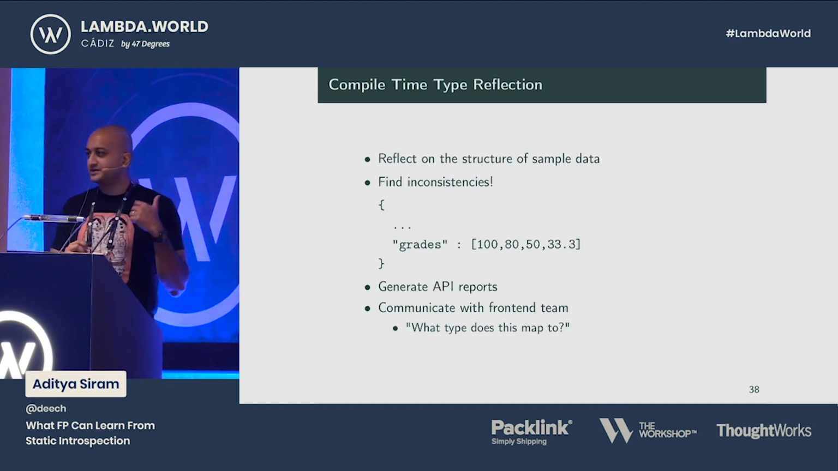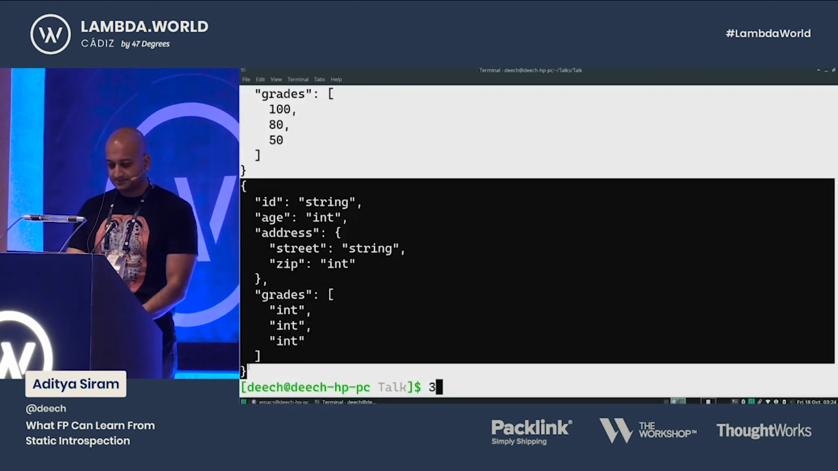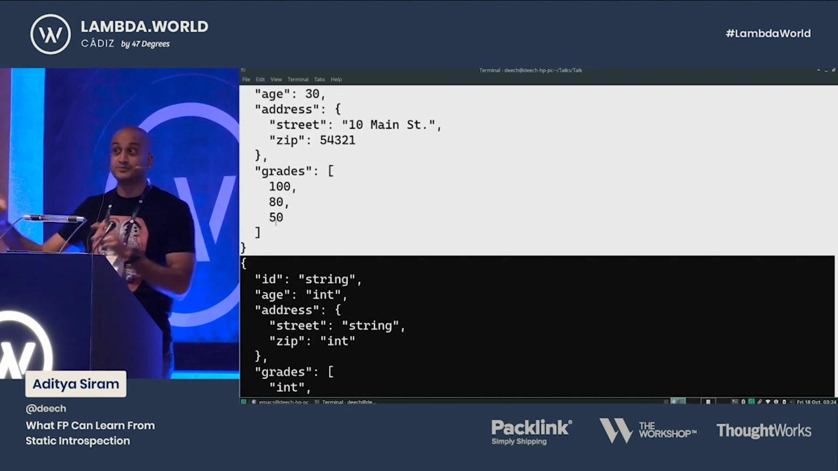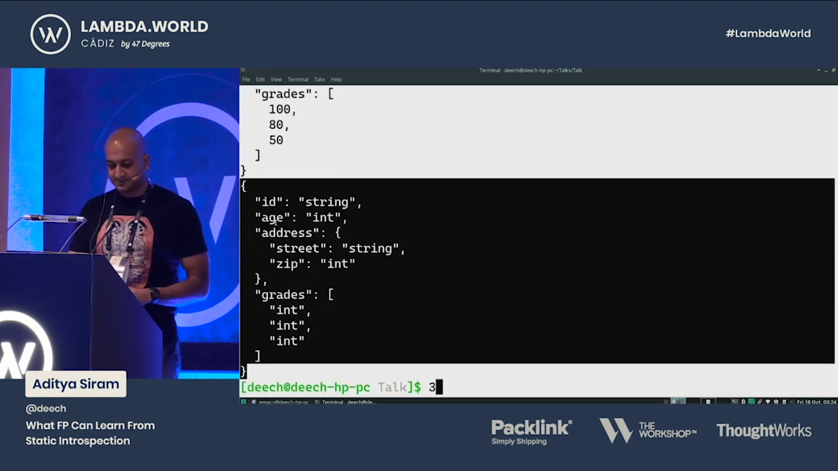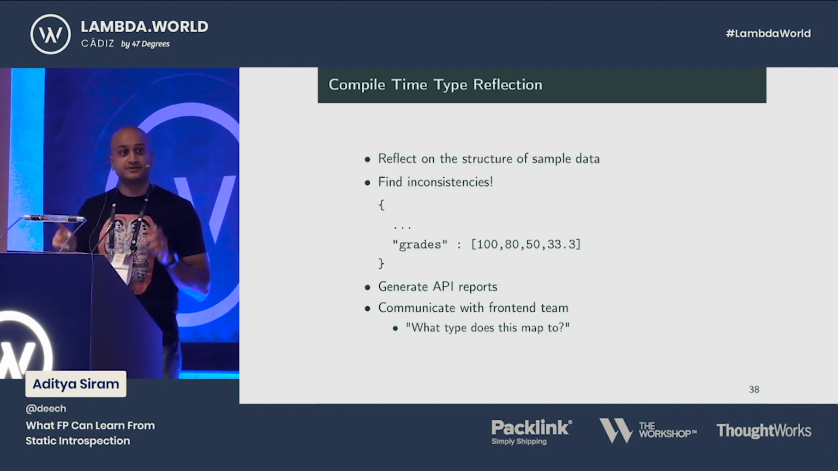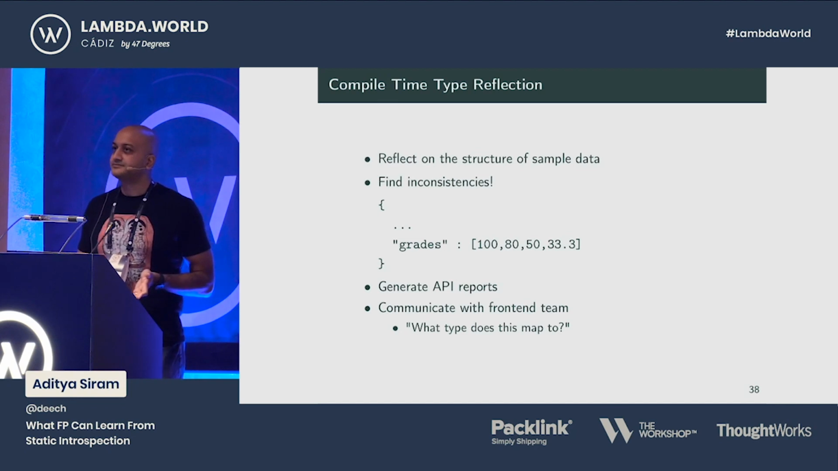So what it does is it finds inconsistencies. So if that grades object had, instead of 180, 50, if it had 180, 50, 33.3, right? You would see that down here. You would see int, double. And now you know that that field is actually an array of doubles, not an array of integers. And this is useful when generating things like API reports.